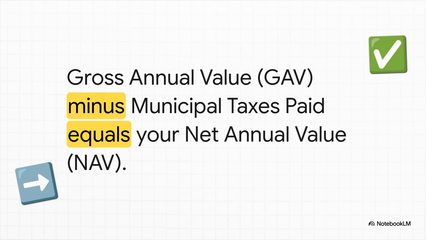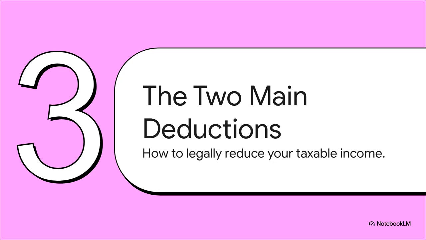Okay, once you have your GAV, the next step is super simple. You just subtract any municipal taxes you paid during the year, like property tax. What you're left with is your net annual value, or NAV. And this is the number we get to start taking deductions from. All right, we've got our main taxable number, the NAV. Now for the part you've been waiting for, deductions. How can we legally and correctly shrink this number down?